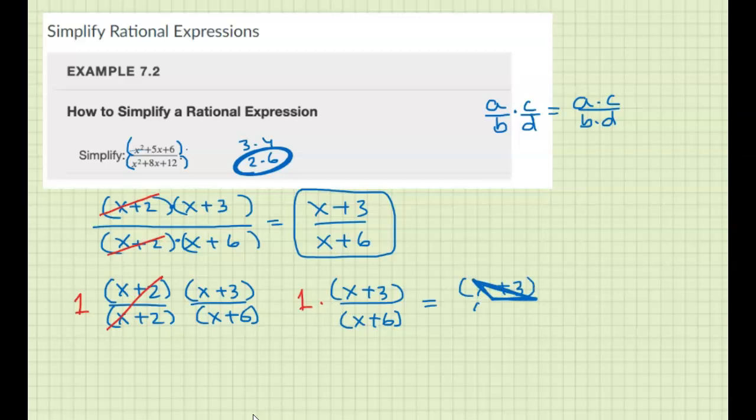So there are a few steps that are kind of implicit. You're doing them in your head without having to write all this out. But that's why you have to factor and then cross things out. You can't cross things out if it's not factored first.